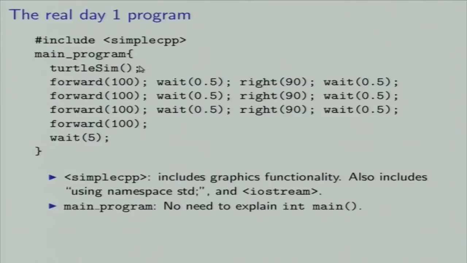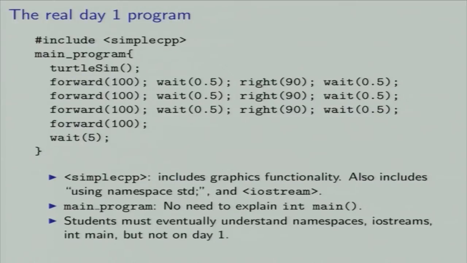Okay. So then you see TurtleSim is there as it was there in the last slide. Forward is there. Now I have put in waits over here. I have put in wait statements, wait for half a second. The reason for this, you may guess, is very simple. If I don't put it there, the whole thing happens so fast that you don't get to see what is going on. Okay, so you have to slow down the computer a little bit so that it works along with you rather than just zooms ahead of you. That's all. Yeah, so as I said, I don't want students to even know that there exists something called namespaces, IOStreams on day one. They have to understand it eventually, but not on day one. Okay. On day one, they have to get something which is more interesting, more relevant, and more at the core of the subject.